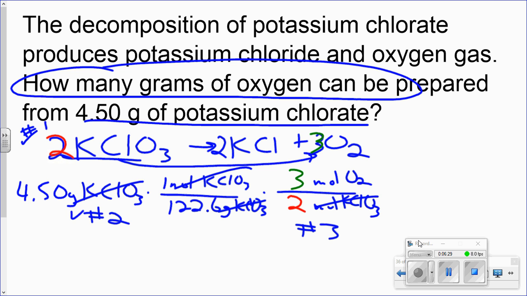Let's continue. Do I have to go to step 4? Let's make sure. How many grams of oxygen? Grams of oxygen, convert to mass. That's step 4. Yes, we do. So now I'm back to 1 mole.